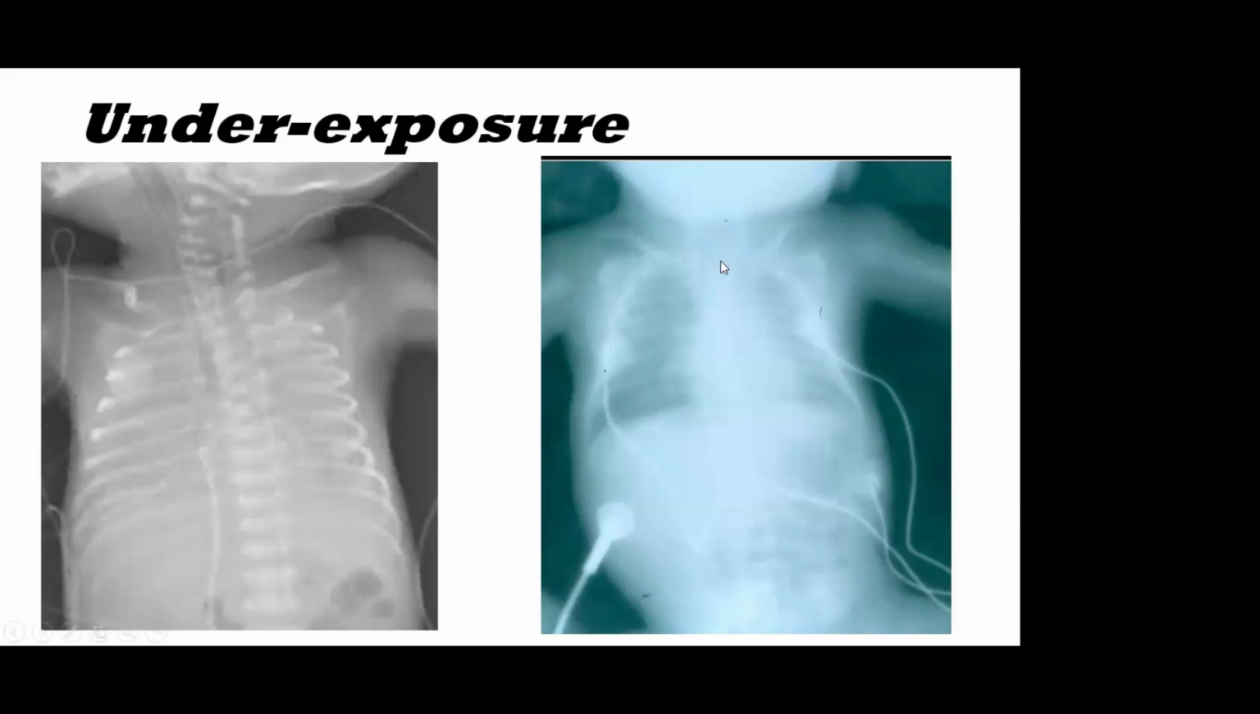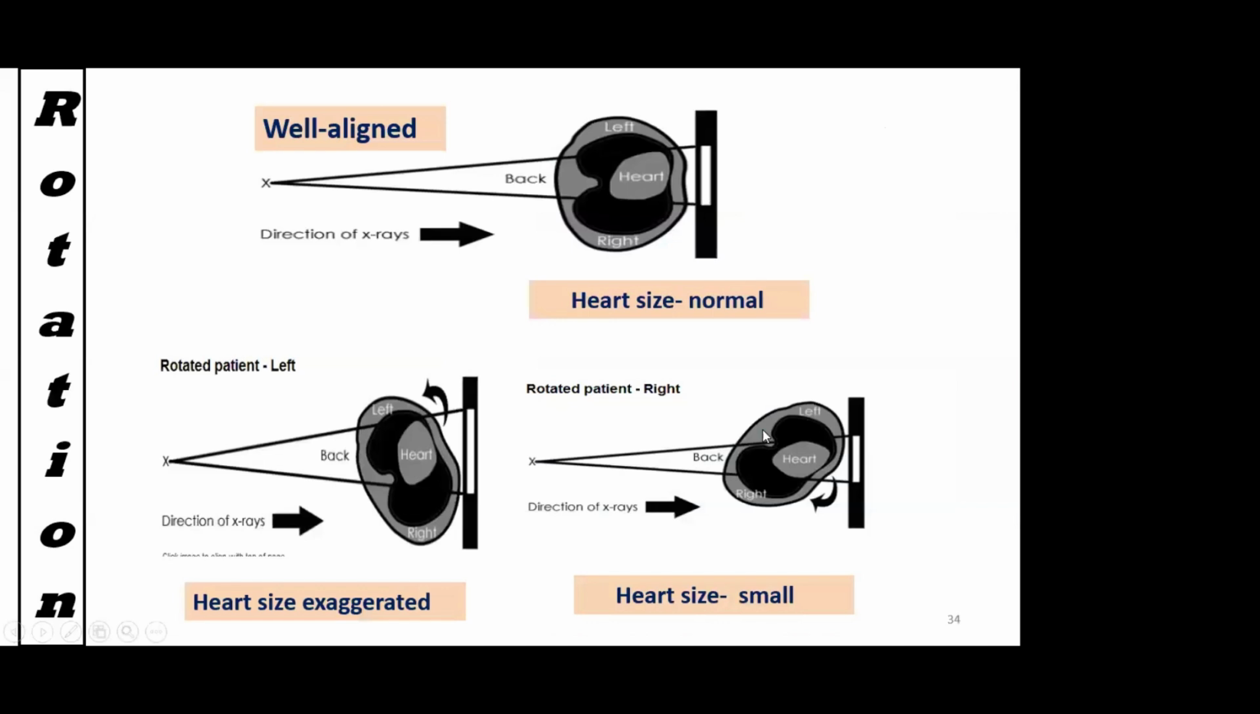Here you'll not be able to see the spine behind the cardiac silhouette. They both merge with each other. The lung field starts looking more or less white. The areas which are not supposed to look white will start looking white to you. So this is an underexposed X-ray. Now, how the rotation changes the view.